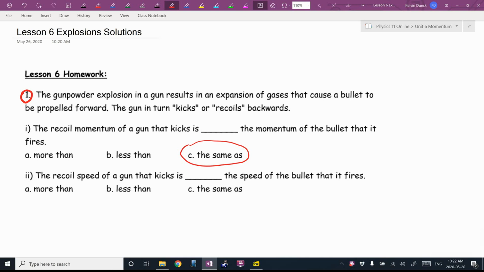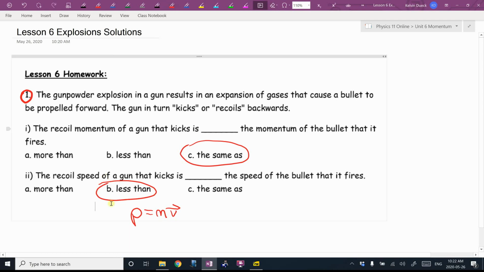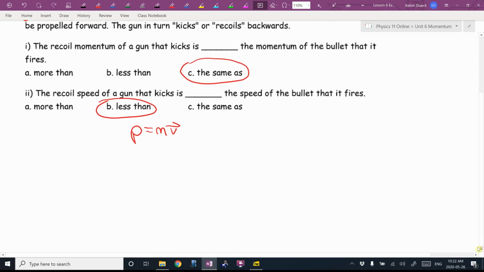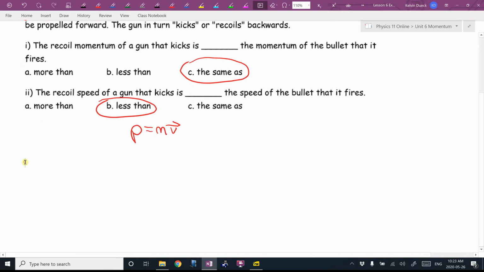What about the recoil speed? Well, since momentum is mass times velocity, and the gun has so much more mass than the bullet, the recoil speed will be less than the bullet's speed, which is a good thing. Otherwise, the gun would go shooting backwards. Or maybe it's a bad thing, because that would mean that it was much, much tougher to fight wars.